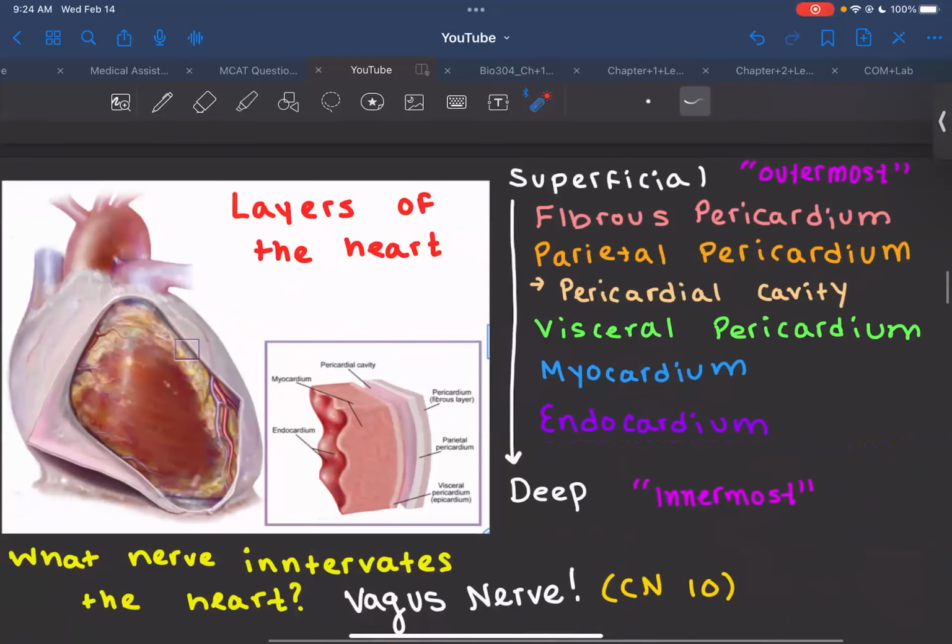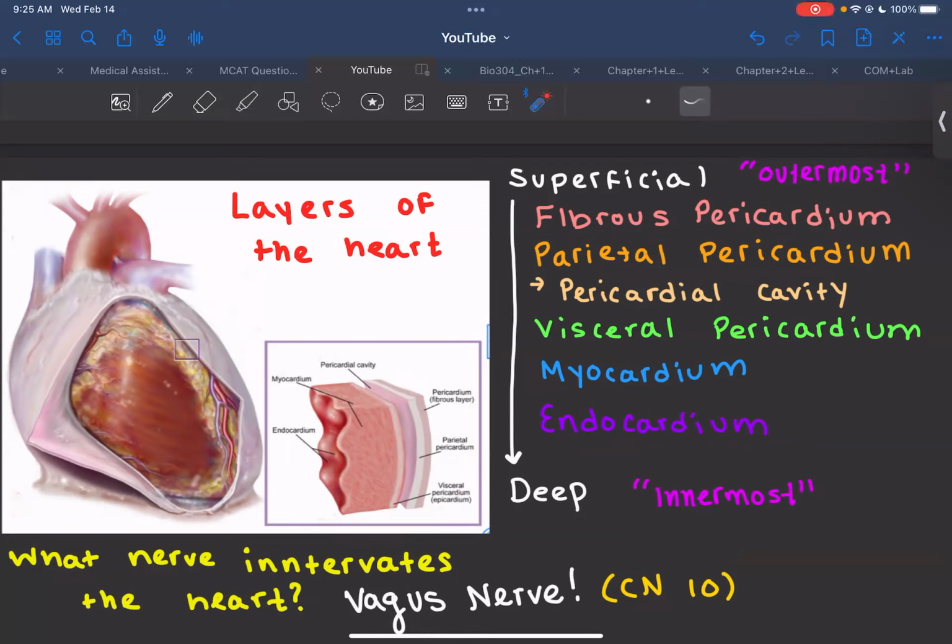So this is just a list of them from outermost to innermost. If you took a pin and stuck it right through the heart, this is what's going to come first and this is what's going to come last in terms of what you are actually touching. I just thought that would be important to point out before we get into the anatomy inside the heart, that there are these different layers that you will likely need to know in an anatomy class or just as information in general.